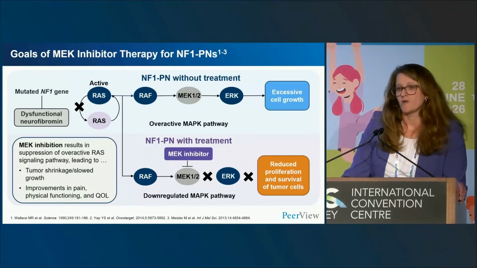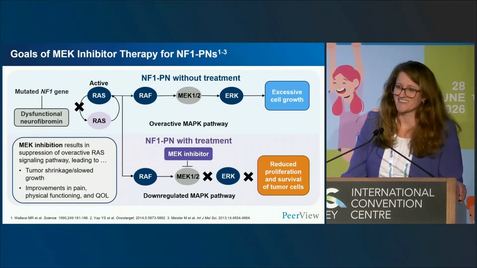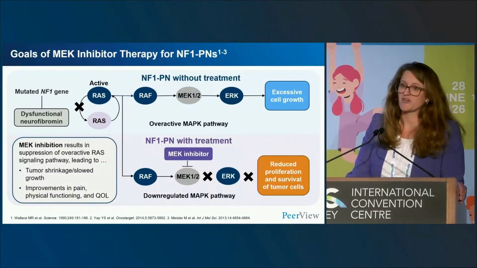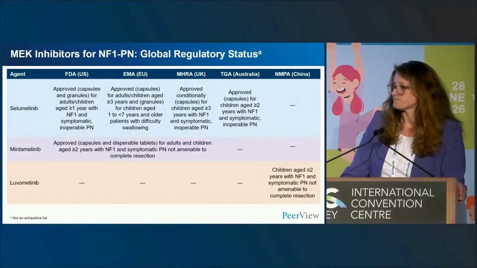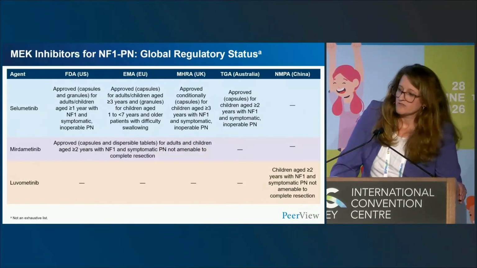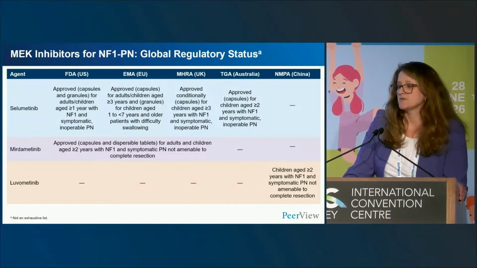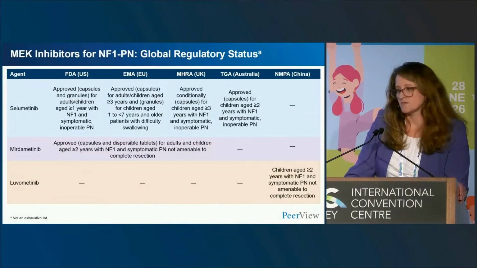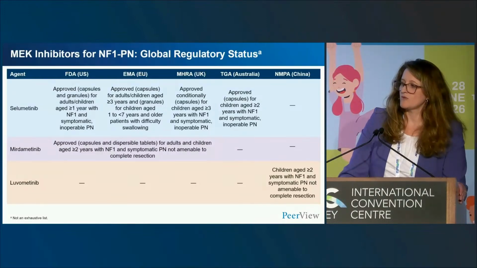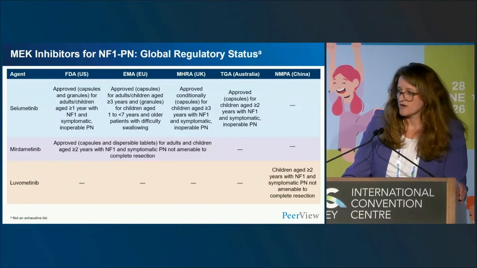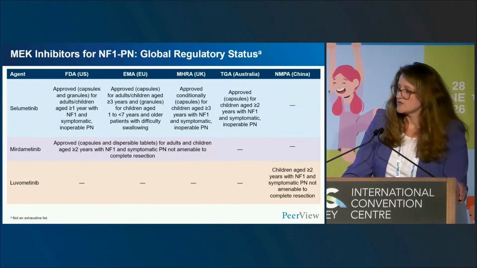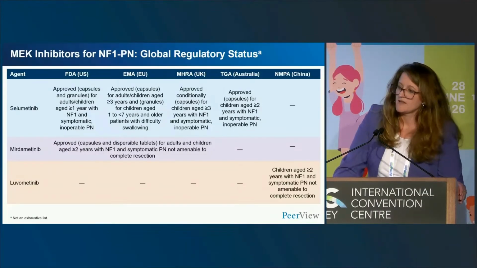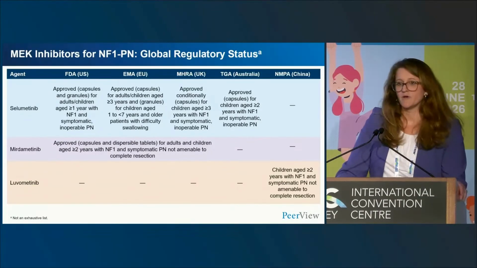In addition, right, we love when we look at an MRI and we see tumor shrinkage. That's always rewarding for us and the patients too. But in addition, we want to see clinical benefit as well, improvements in pain, physical functioning, and quality of life. Here highlighted are 3 MEK inhibitors with approval. So selumetinib is approved by the FDA in the US, by the EMA in the EU, the MHRA in the UK, TGA in Australia. Mirdametinib has approval in the US, the EU, and the UK. And then China has a drug called luvametinib approved.